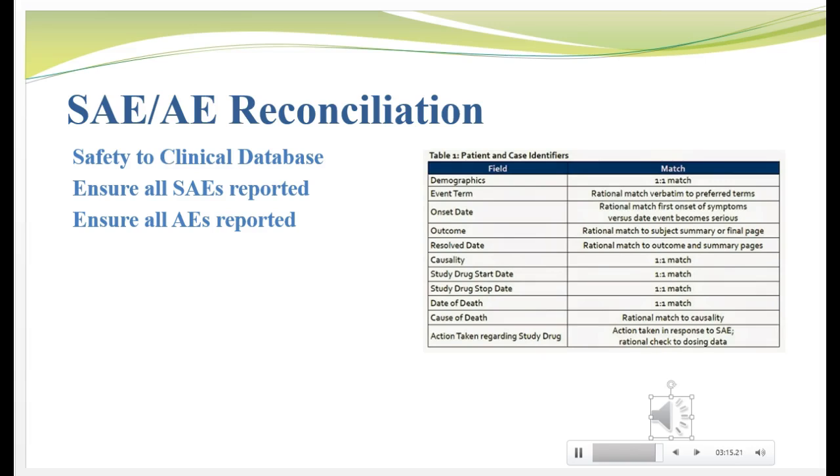The goal is to ensure that the SAE and AE match up in the two, that for every SAE you also have an adverse event in the clinical database. You will not necessarily have a serious adverse event for every adverse event you have, because not all AEs are serious. Okay.